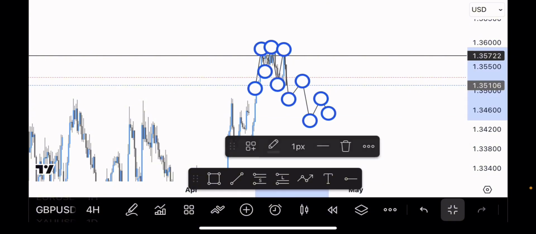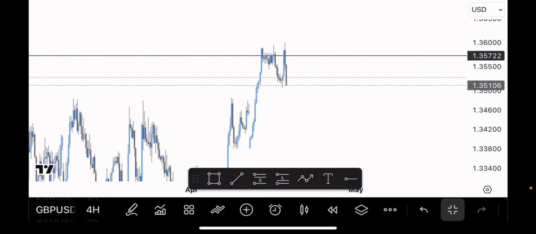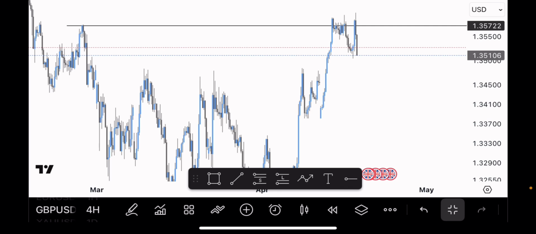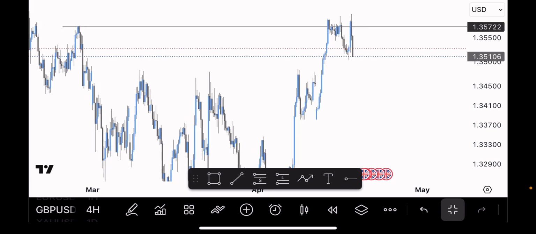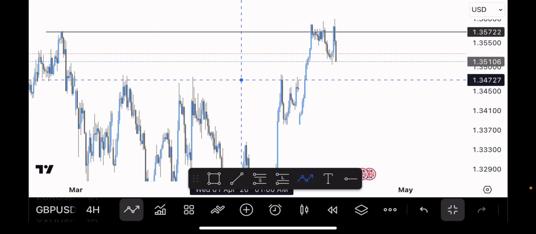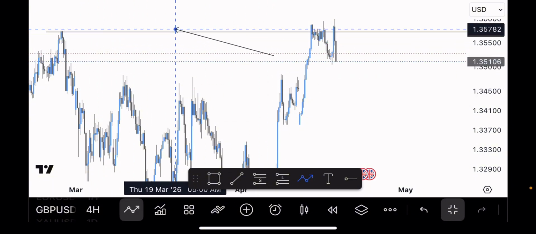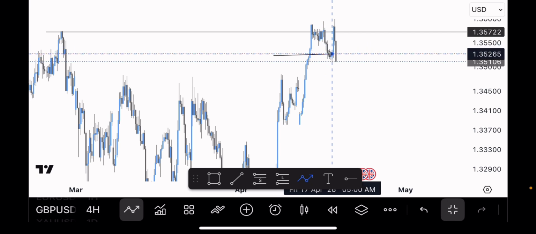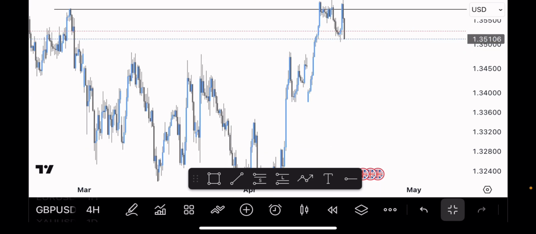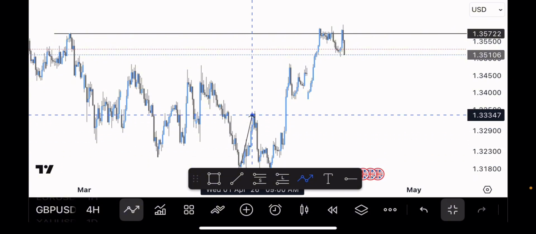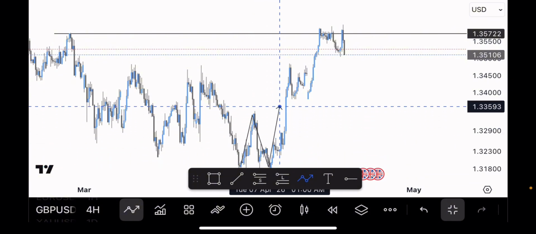So this week I'm expecting more bearishness on GBPUSD. Why? Simply because the market's previous structure is in downtrend. And although the market came and tapped a major resistance level, which is this area, this is why I'm expecting a sell opportunity. Don't forget that there is a minor bullish structure at this level.